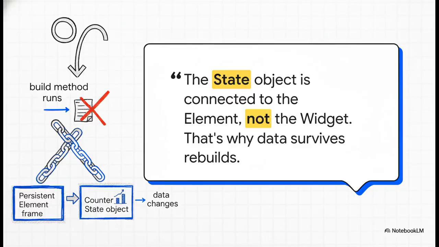And if you take away one thing from this whole explainer, let it be this. Your state, your actual data, that counter variable, that text field input, it is not stored in the disposable widget blueprint. No, it's safely anchored to the persistent element frame. That's it. That's why your counter doesn't reset to 0 every time build runs. The widgets are temporary, but the state endures.